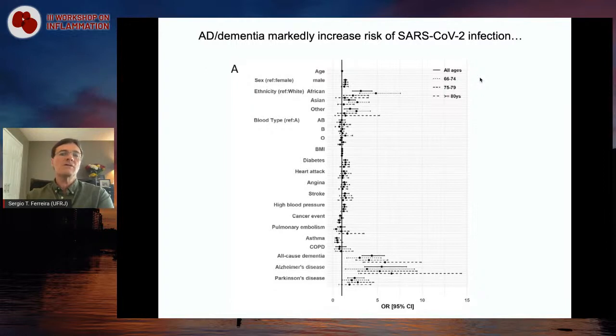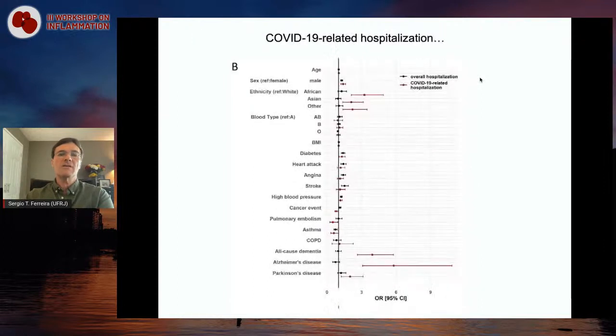So rather than just looking at infection as a readout, we decided to look at COVID-19 related hospitalization. So again, here we find that African ethnicity leads to a significant increase, about threefold, in the risk of COVID-19 related hospitalization, but not of overall hospitalization. And then all-cause dementia, meaning other forms of dementia, and in particular Alzheimer's disease, do not increase the risk of overall hospitalization due to other causes, but they cause a really dramatic increase in risk for hospitalization or aggravation of COVID-19 requiring hospital treatment.